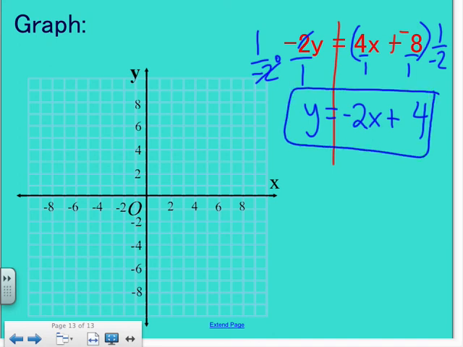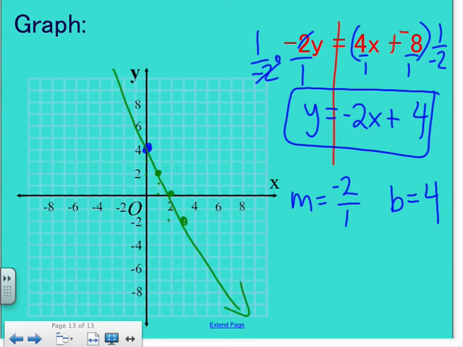So there's my equation, so that means my slope is negative 2 over 1, and my y-intercept is 4. So that makes my starting point 4, my y-intercept, and my slope tells me to go down 2 over 1, down 2 over 1, down 2 over 1, etc. Connect my dots. So that is slope-intercept form, okay? Getting it into slope-intercept form and how it can help you graph.